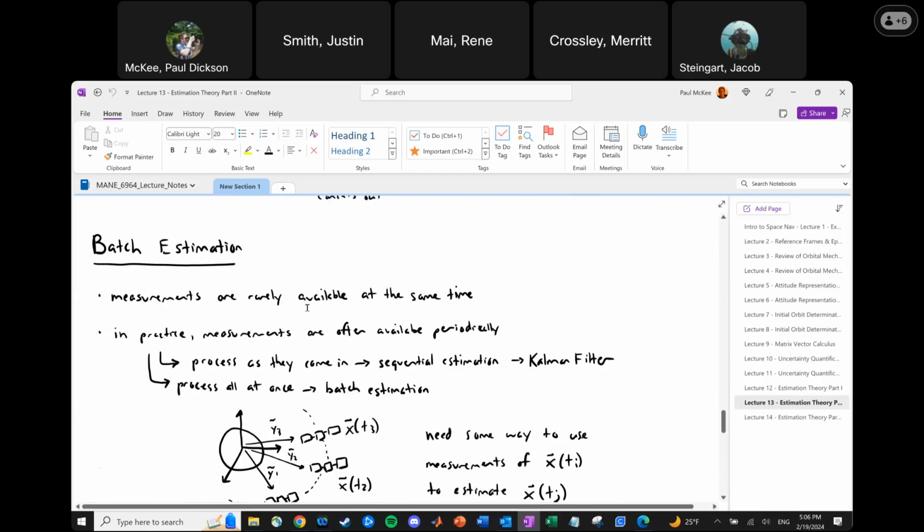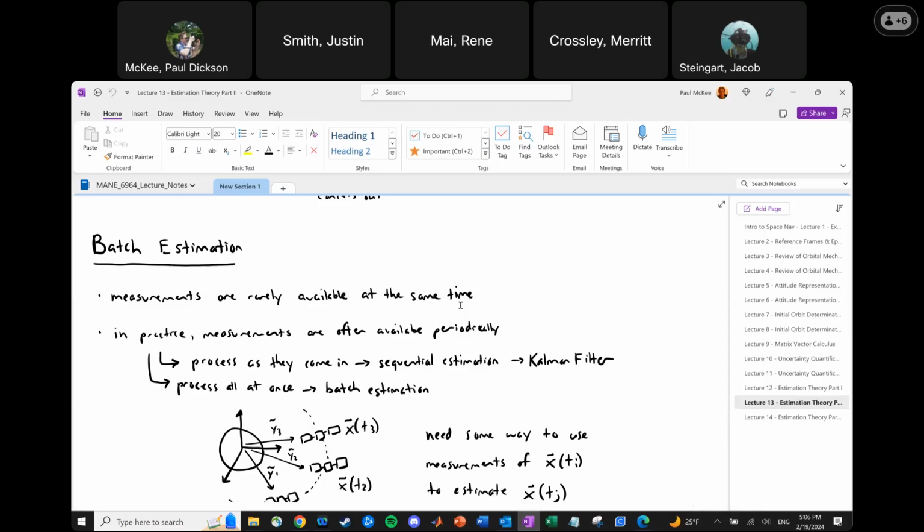In general, it's very, very rare for all of your measurements to become available at the same time. That's not how it typically happens. We don't have at one snapshot 8 measurements come in and we just feed them into the computer, right? Typically what happens is we have measurements over a period of time, and that leads to 2 strategies for how to deal with that.